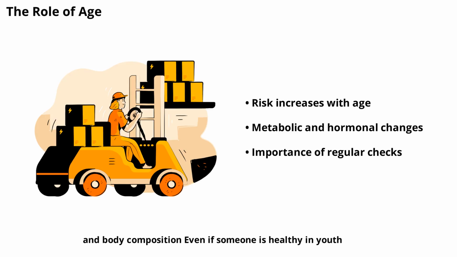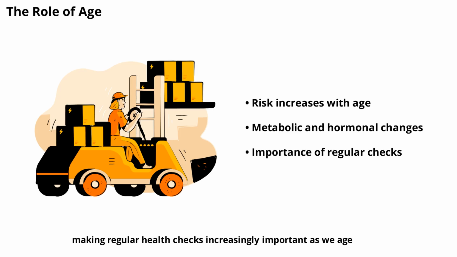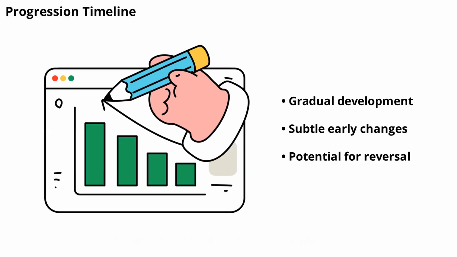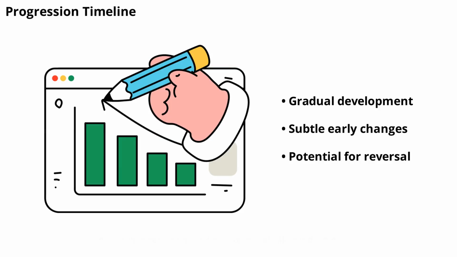Even if someone is healthy in youth, risk factors can accumulate over time, making regular health checks increasingly important as we age. The progression of metabolic syndrome is gradual, often taking years or even decades. It typically starts with subtle changes like mild weight gain and slightly elevated blood pressure or blood sugar. Over time, these changes become more pronounced, eventually meeting the criteria for metabolic syndrome. Early intervention can halt or even reverse this progression.